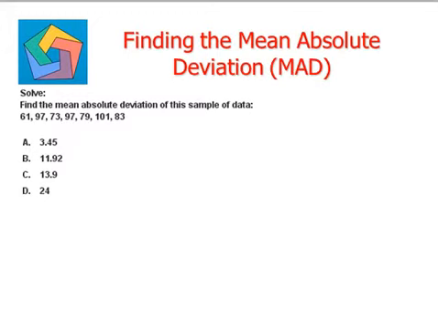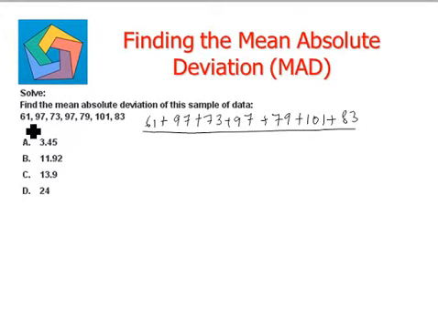Find the mean absolute deviation of this sample of data. So the first step is to add up all the numbers: 61 plus 97 plus 73 plus 97 plus 79 plus 101 plus 83, divided by the count. And how many numbers do we have? 1, 2, 3, 4, 5, 6, 7. So 7 is the count. Now this total is 591 divided by 7 equals 84.43. So this is our x bar, or mean.